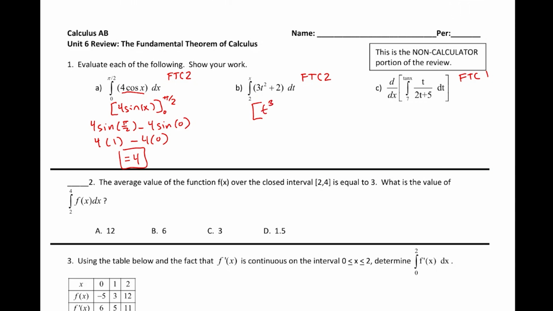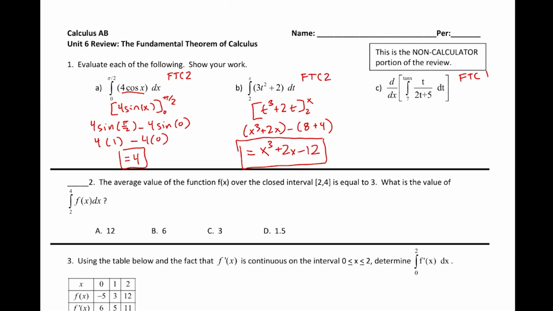It's going to be t cubed plus 2t from 2 to x. So if I substitute in x into t, that'll be x cubed plus 2x minus, if I substitute 2, 2 cubed is 8, and 2 times 2 is 4. So I've got x cubed plus 2x minus 8 plus 4. I can combine the two constants to get my expression here. I'm not going to be able to evaluate this, so I'll leave it like that.